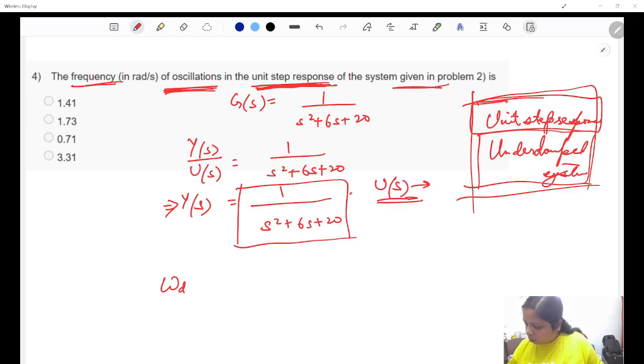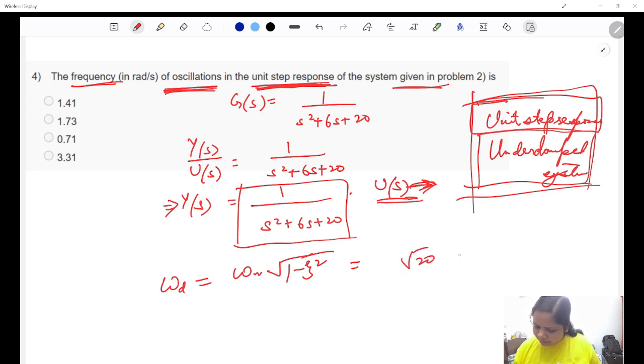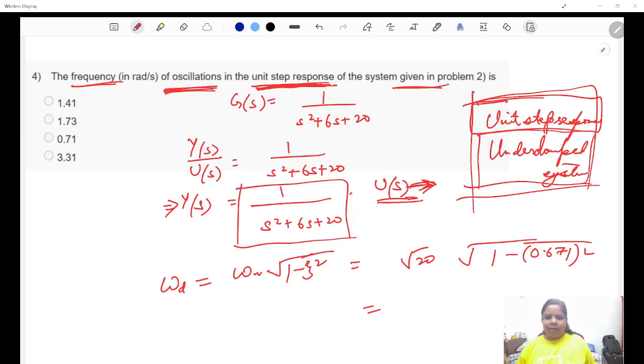Yes, it is a second order system, and for that you are trying to find out everything. So it is basically asking you what is the damped natural frequency of the system. It is defined by omega n under root 1 minus zeta square. From here you have all the values. You have root 20 and then 1 minus 0.671 square. From here you can find out omega d. Shamita, please continue.